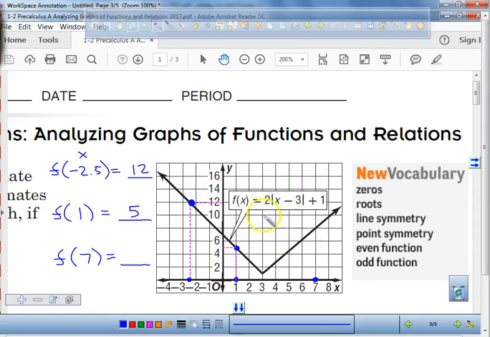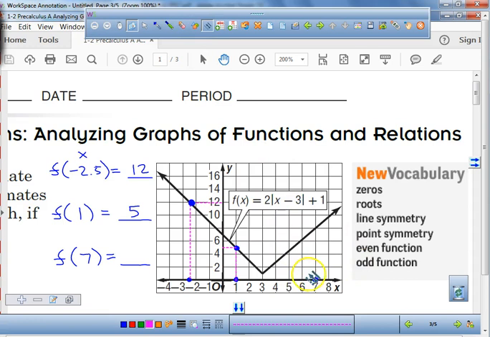Now, we're not using this function right here. We're not doing it algebraically. We're just doing it graphically. Okay, so if it tells you to analyze a graph, analyze the graph. If it tells you to do it algebraically, then we're going to use the equation. And last but not least, we're going to use the 7. We're going to go all the way up from the 7.